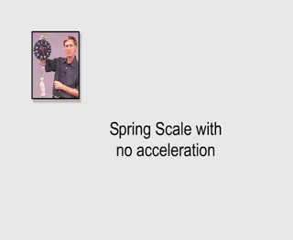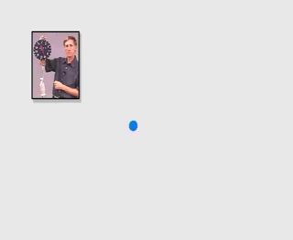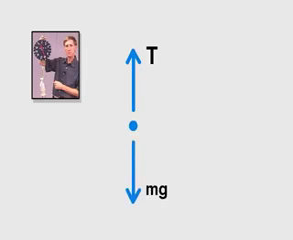We begin by representing the bottle of sand with a point. There are two forces acting on the bottle. One is the tension force of the scale acting upward. The other is the weight of the bottle of sand acting downward, mg. To set up a net force equation, we need to define a positive direction. Normally that would be in the direction of the acceleration, but in this case the bottle of sand is not accelerating, so we can choose either up or down. I'll choose up for positive.